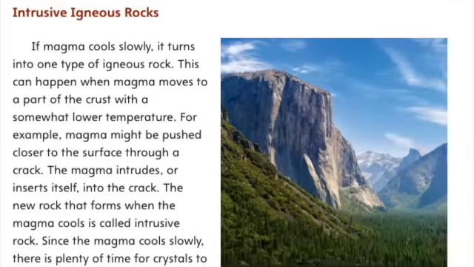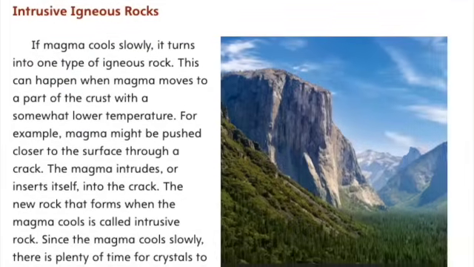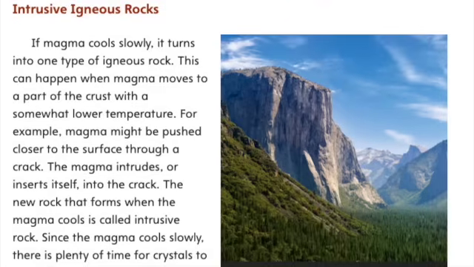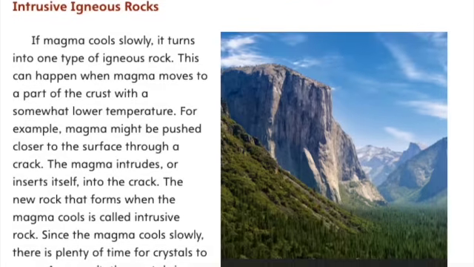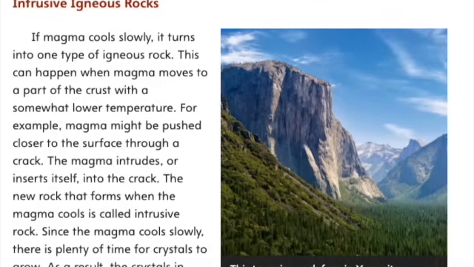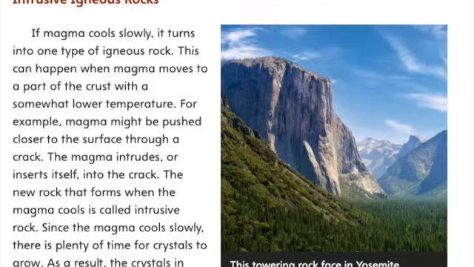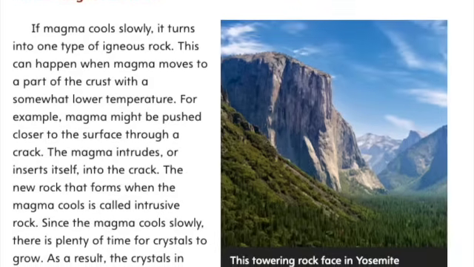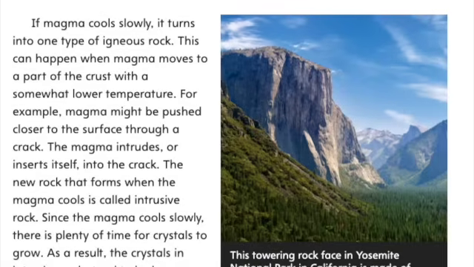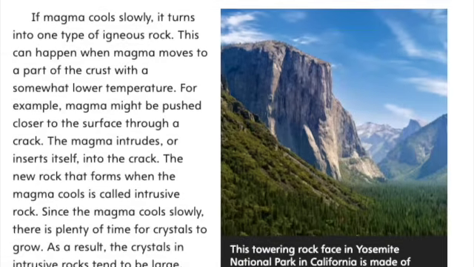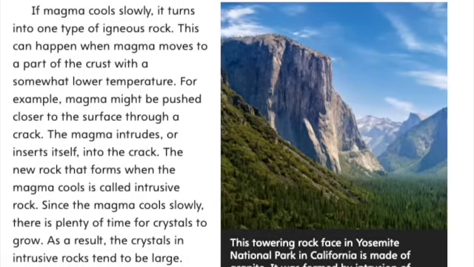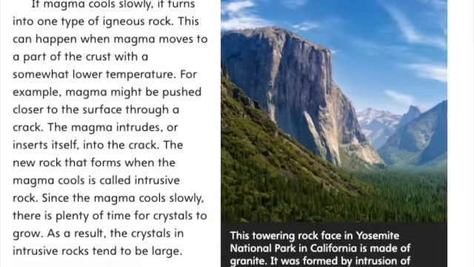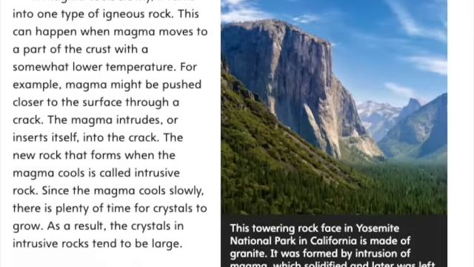Intrusive igneous rocks. If magma cools slowly, it turns into one type of igneous rock. This can happen when magma moves to a part of the crust with a somewhat lower temperature. For example, magma might be pushed closer to the surface through a crack. The magma intrudes, or inserts itself, into the crack. The new rock that forms when the magma cools is called intrusive rock.